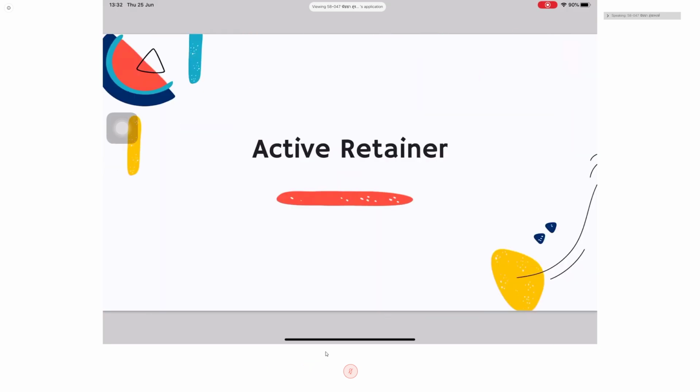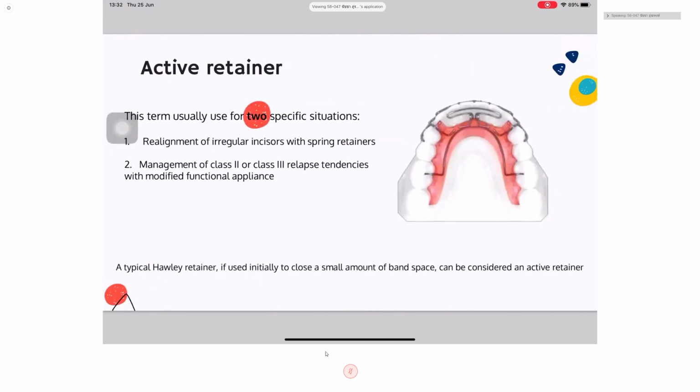The last one, active retainer. Active retainer is a contradiction in terms because a device cannot be actively moving teeth and serving as a retainer at the same time. The term usually is reserved for two specific situations. One, realignment of an irregular incisor with spring retainers. Two, management of Class 2 relapse tendency with a modified functional appliance.